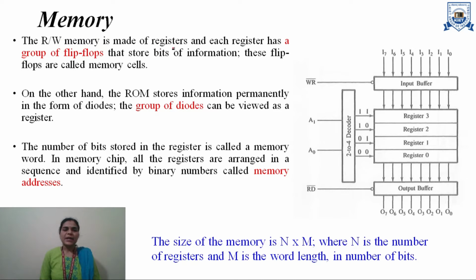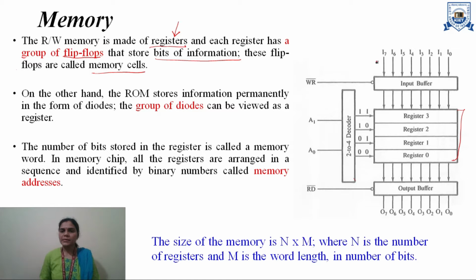Read-writable memory is made of registers, and a register is made of flip-flops. So a group of flip-flops forms a register in read-writable memory. These flip-flops will store bits of information, and a flip-flop will be called a memory cell. So read-writable memory is made of groups of flip-flops, and the groups of flip-flops will be termed as registers.